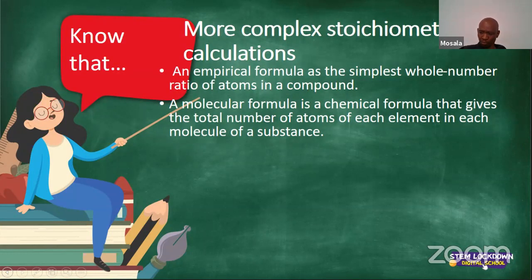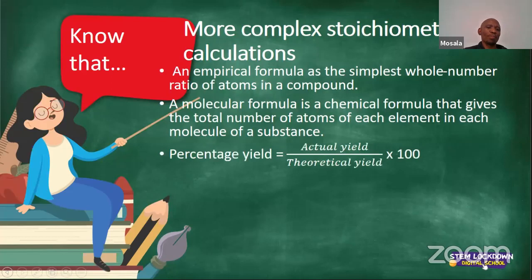So the molecular formula is C2H4. But the empirical formula is the simplest whole number ratio of atoms, so it will be CH2. We'll deal with that when we deal with practical examples. Now let's look at percentage yield. Percentage yield is the actual yield over theoretical yield.